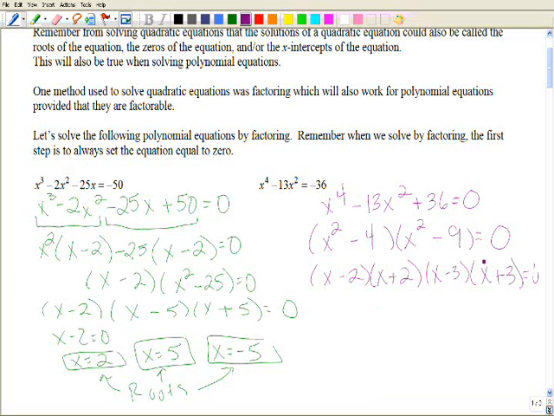So when I set each of my factors equal to 0 and solve for x, on this one I'll get x equals 2. Here I'll get x equals negative 2. Here I'll get x equals 3. And here I'll end up with x equals negative 3. So this time I had 4 roots.